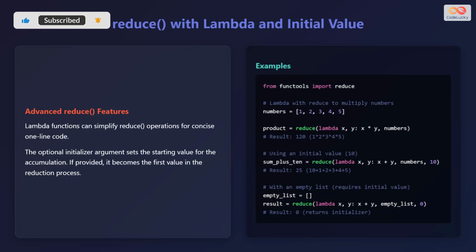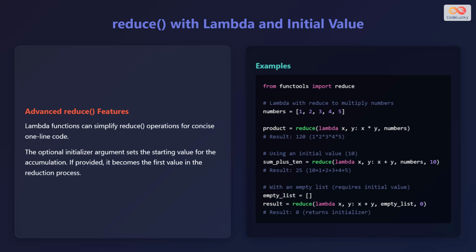Let's look at some more advanced features of the reduce function. Lambda functions can simplify reduce operations for concise one-line code. The optional initializer argument sets the starting value for the accumulation. If provided, it becomes the first value in the reduction process.